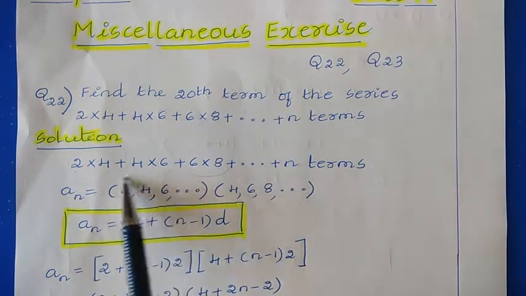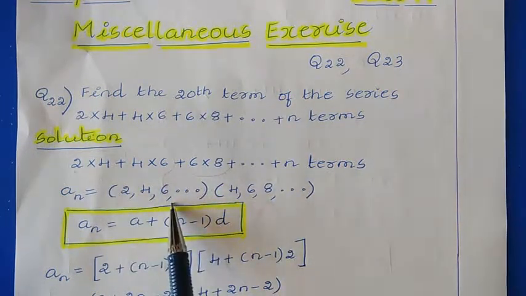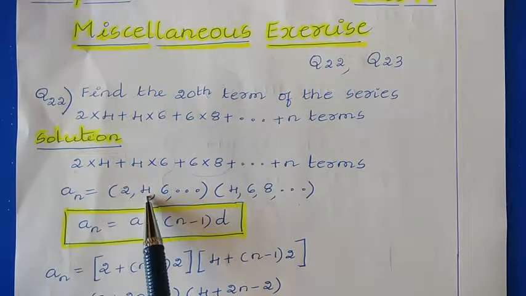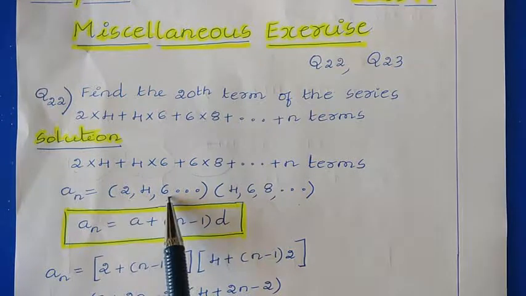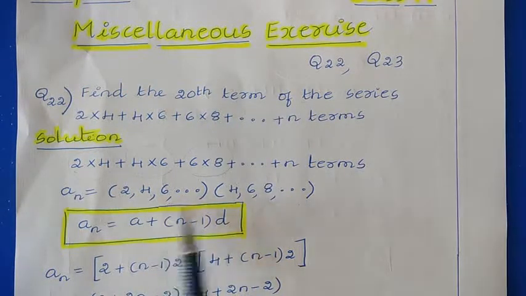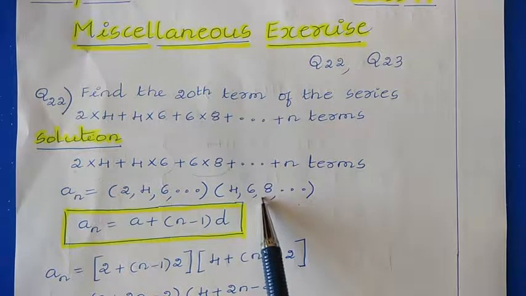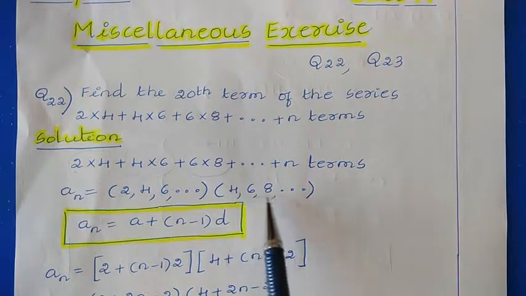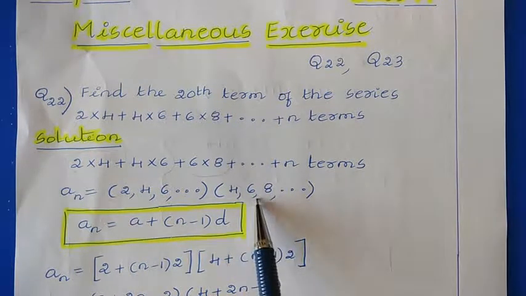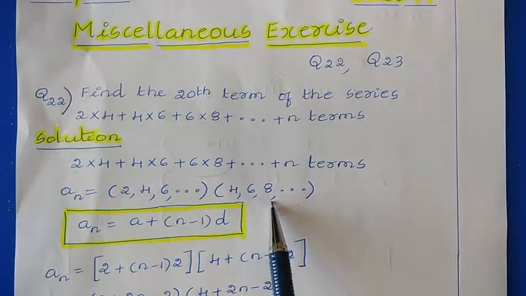See, now in this case, if you observe this one, this is in the form of arithmetic progression. If you find the common difference, that is 4 minus 2, that is 2, 6 minus 4, that is 2. So you are getting the same common difference. Here in this case also, this is in the form of arithmetic progression, because here also if you find the common difference, that is 6 minus 4, that is equal to 2, 8 minus 6, that is equal to 2. Here also we are getting the same common difference.